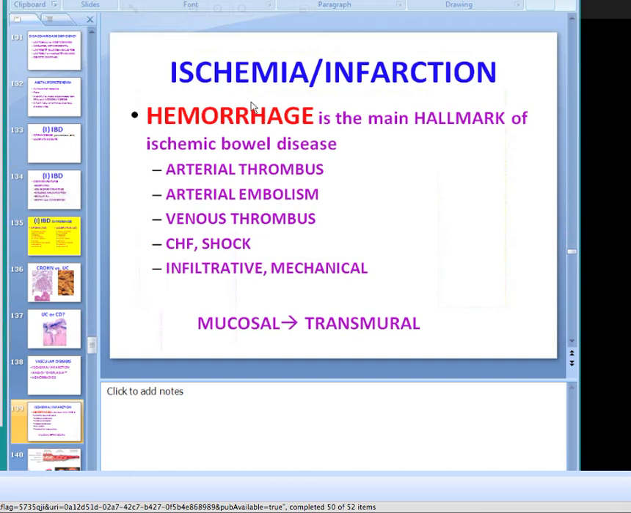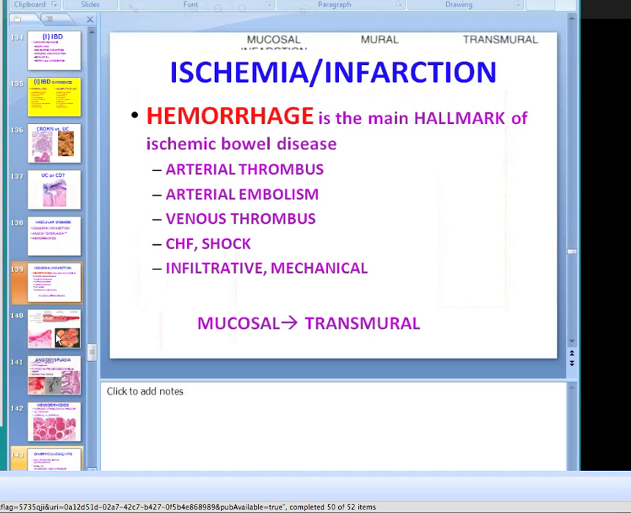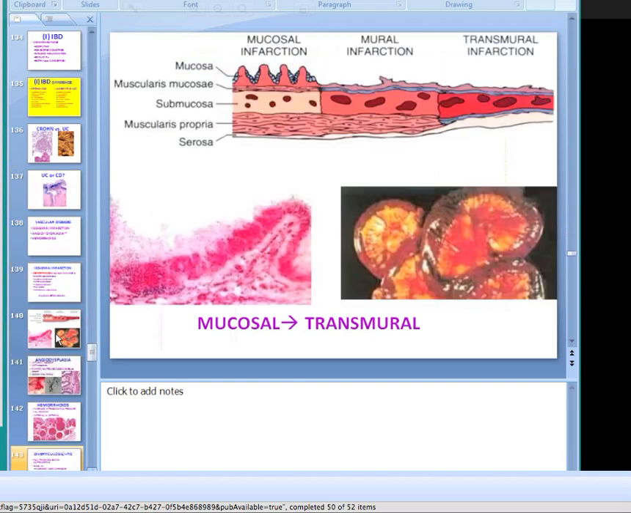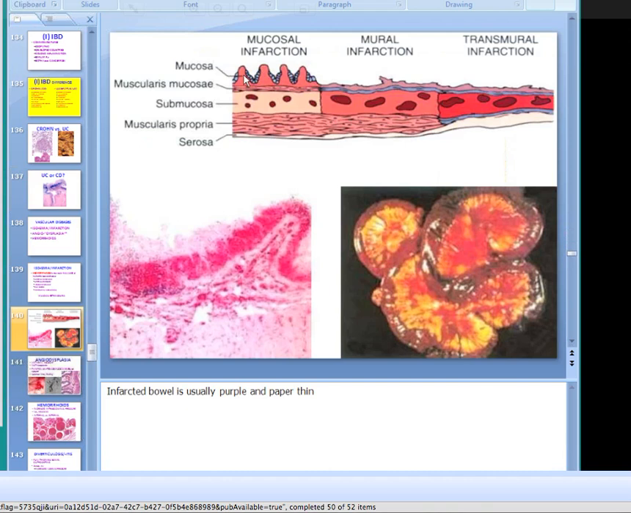But the first manifestation of a bowel infarct or disease of ischemia to the bowel would be mucosal changes. The mucosa is the first thing to go. And then if it's really progressive, the whole wall goes. But it's always the mucosa first. And this is the concept right here.